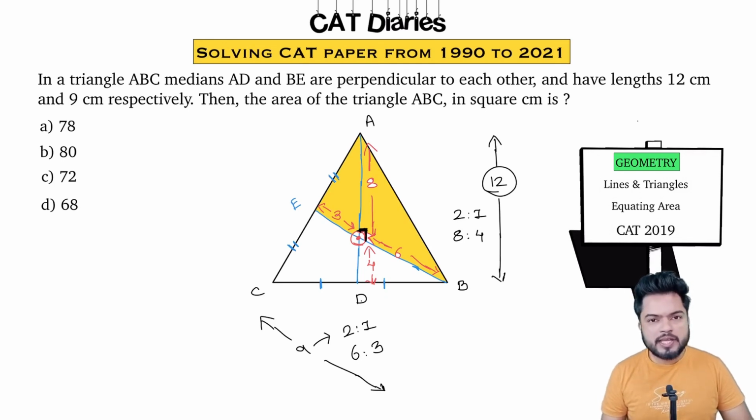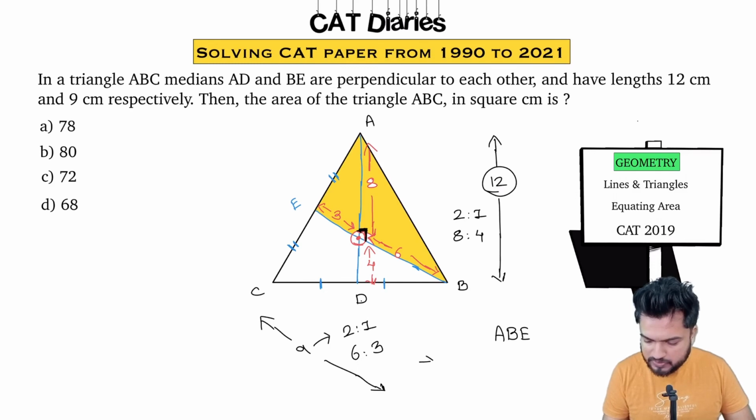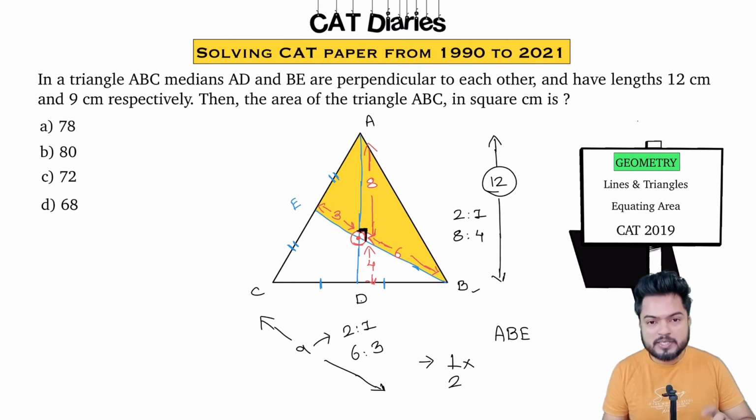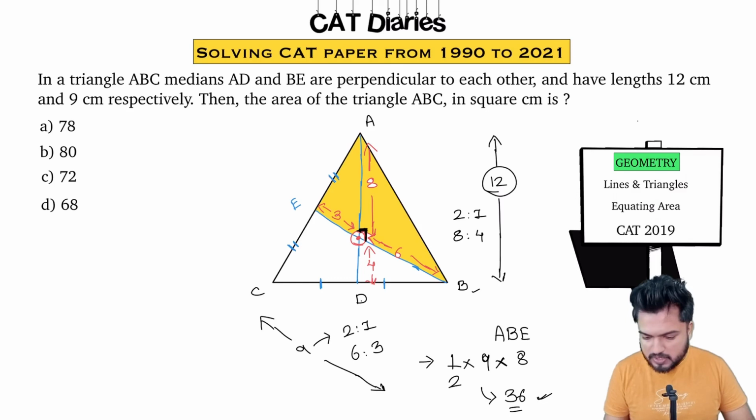Can you tell me what is the area of this yellow triangle? Yes, area is half into base into height. So what is the base of triangle ABE? Base is nothing but BE. I can say half into BE. BE is nothing but 6 plus 3, 9. So half into 9 into height. Do you know the height of this triangle? Yes, height is always the perpendicular. So this is the perpendicular because this angle is 90, which has a height of 8. So 9 into 8 is 72, divided by 2 is 36. That is the area of this triangle.